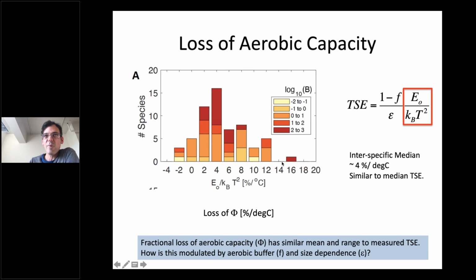Already it looks like we might be within striking range of predicting the magnitude and variance of the TSE, but of course we need to deal with these other parameters, and they turn out to be much harder. Okay.